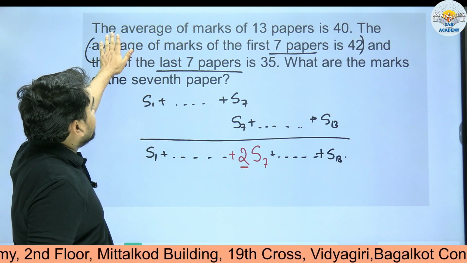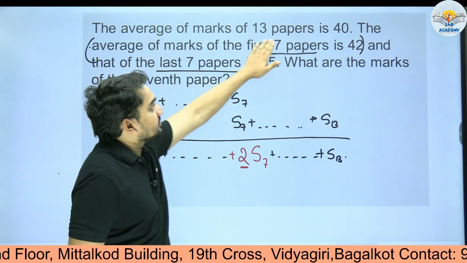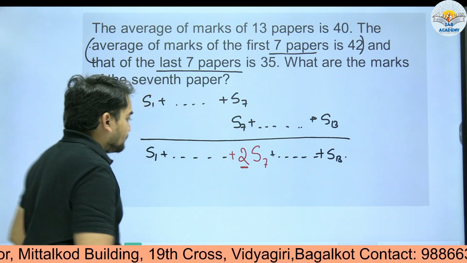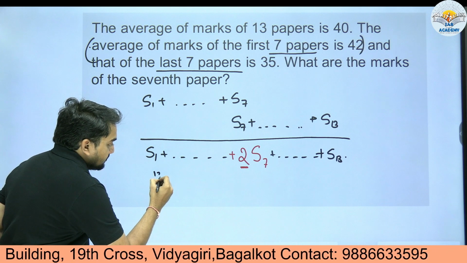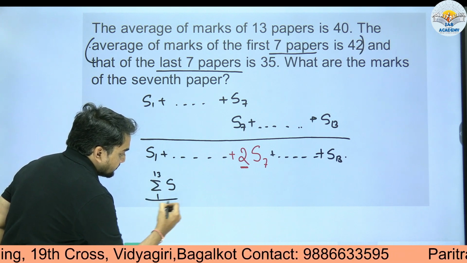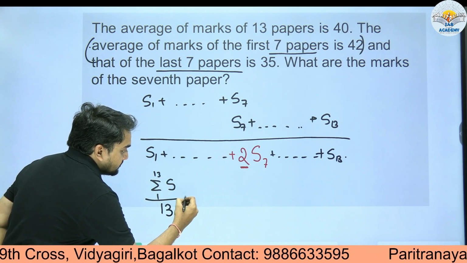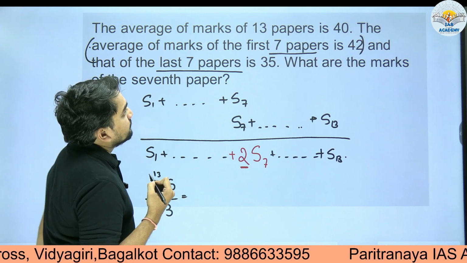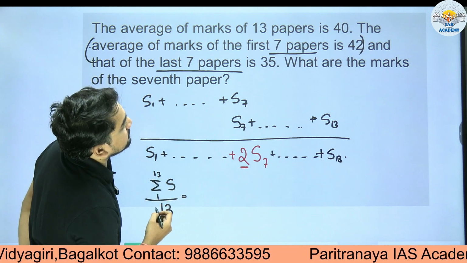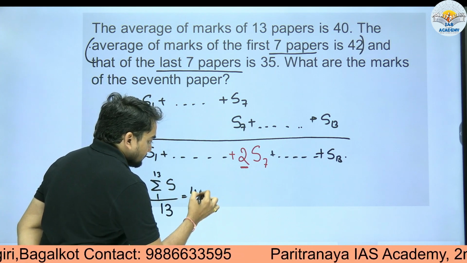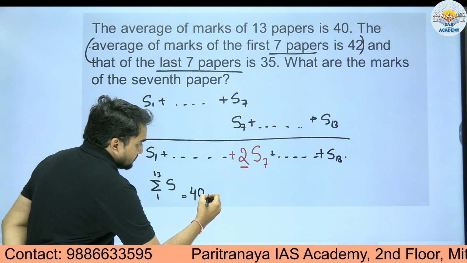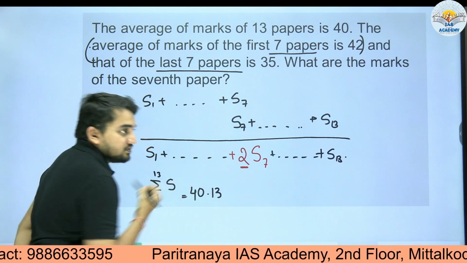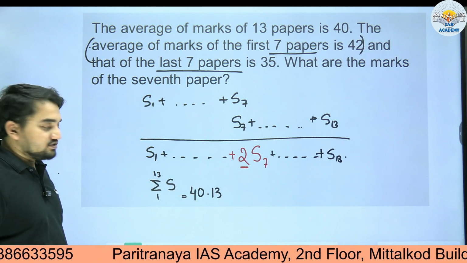See, the above part has given the average of marks of 13 papers as 40. So that is the sum of S1 to S13 divided by 13, and the average is given as 40. That means I can multiply this by 13. I hope you understood what we just did.